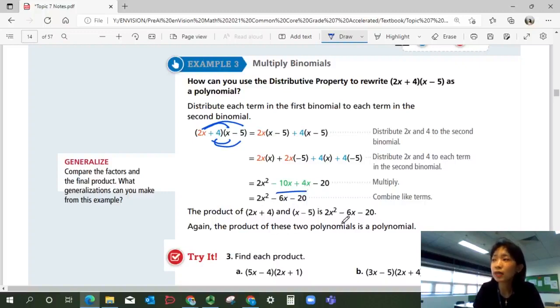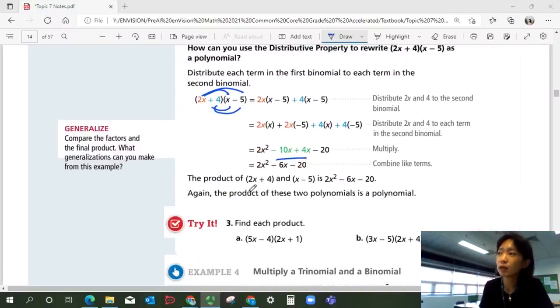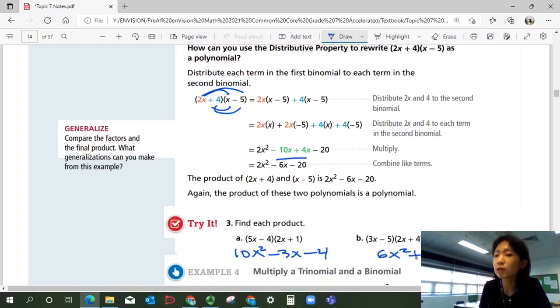So let's try number 3A and B as well. See if you can use the distributive property. Let's practice more. Okay, are you ready for answers? So using the same method, the product for part A should be 10x squared minus 3x minus 4. Part B should be 6x squared plus 2x minus 20.